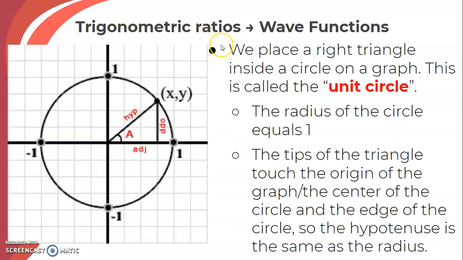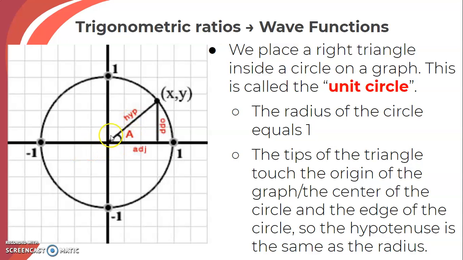So how do trigonometric ratios, the sine, cosine, tangent stuff, connect to wave functions? Well, what we do is we basically take that triangle and we place it in a graph and then put a circle over that, okay? This is what we call the unit circle. The radius of this circle is equal to 1, okay? And the way we measure that is we start from the origin and we go to the edge of the circle. The length of that is equal to 1. Now notice the line I'm drawing right here with my arrow is the same thing as the hypotenuse. The hypotenuse and the radius are basically the same thing. They have the same value in a unit circle.